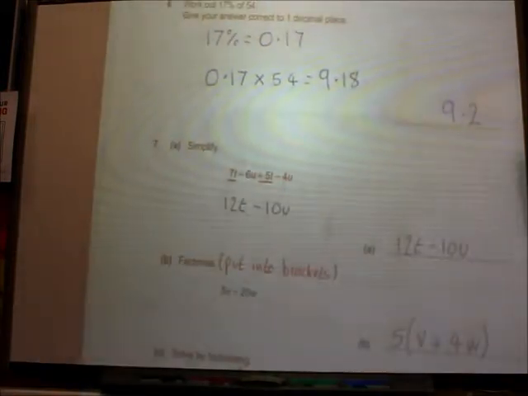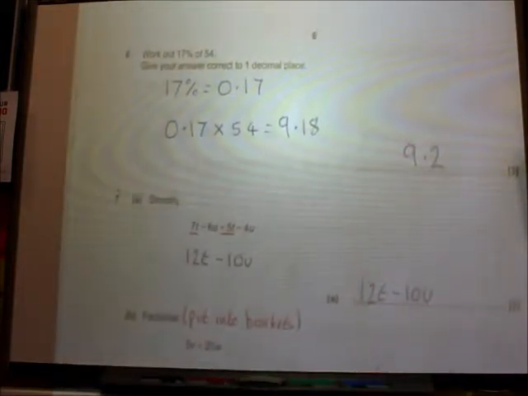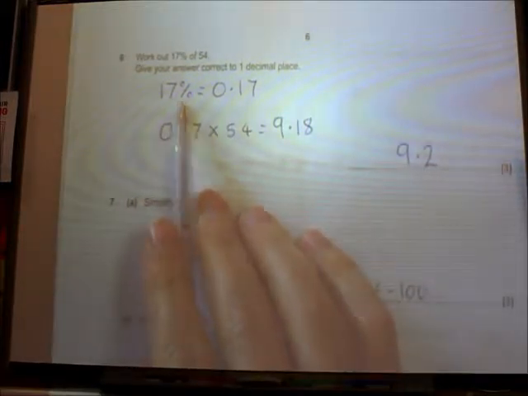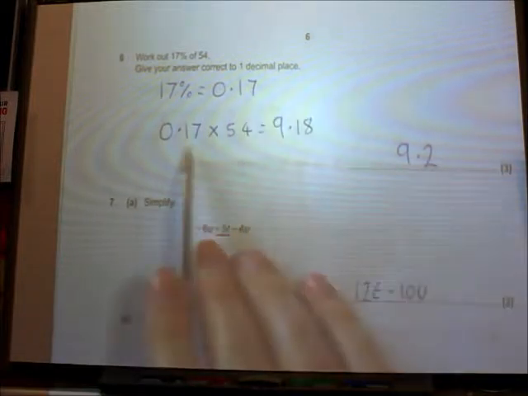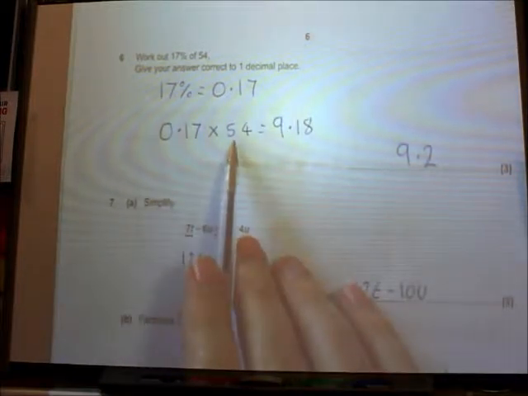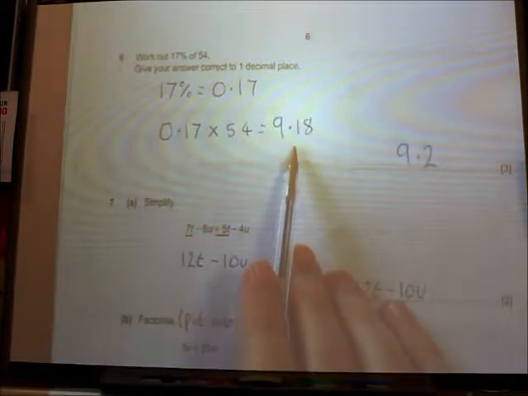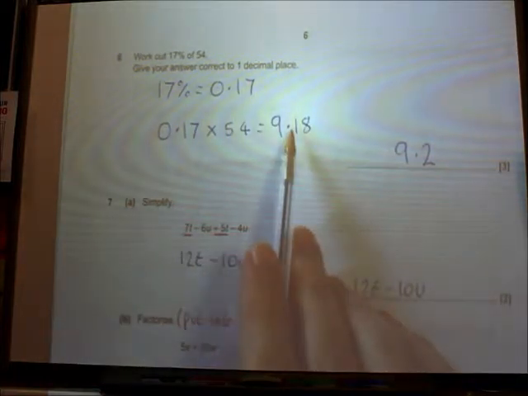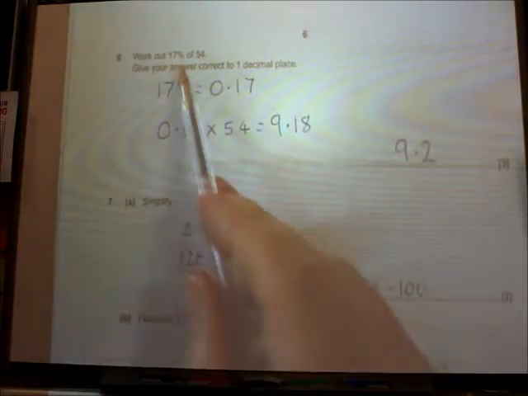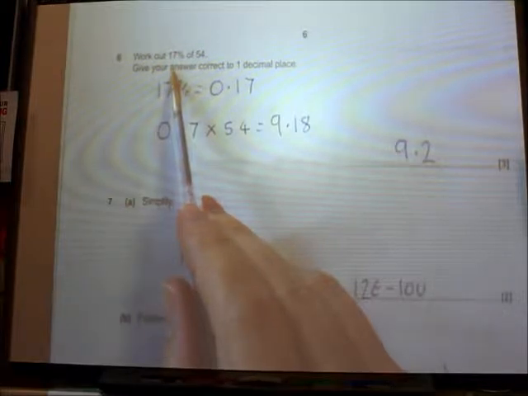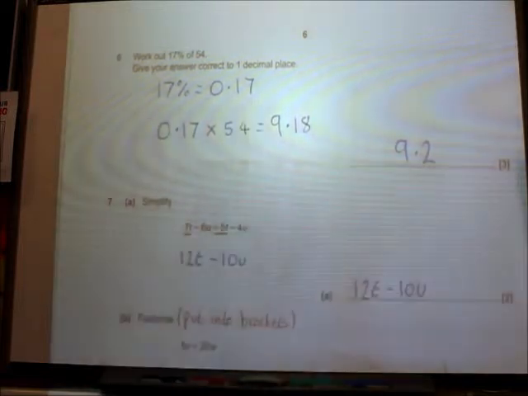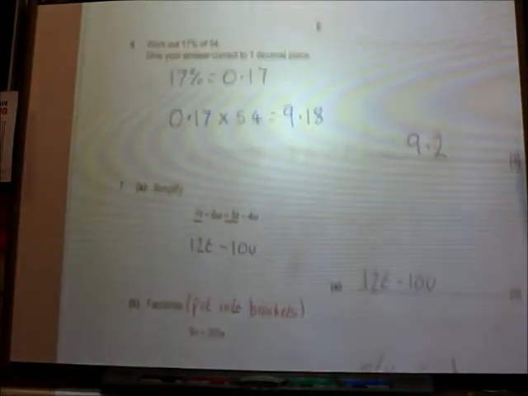Next one, question number 6. Work out 17% of 54. Give your answer correct to 1 decimal place. Okay, so 17% as a decimal is 0.17. So all you need to do is multiply 0.17 by 54 and you get 9.18. It does say to 1 decimal place, so you need to round that off to 9.2 because the 8 rounds up the 1. You could do your classic 10%, 5%, 1%, 1%. But this is a much quicker way of doing it, so try and get used to doing it this way. You will get the same answer though.